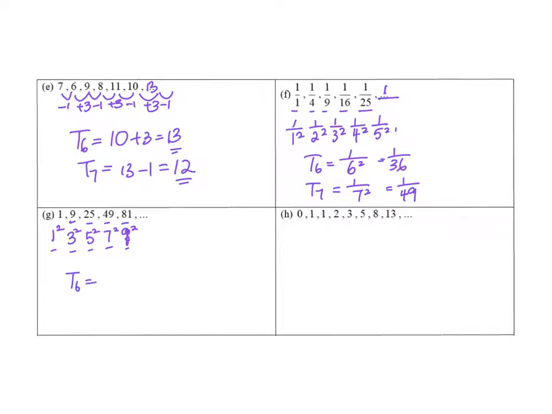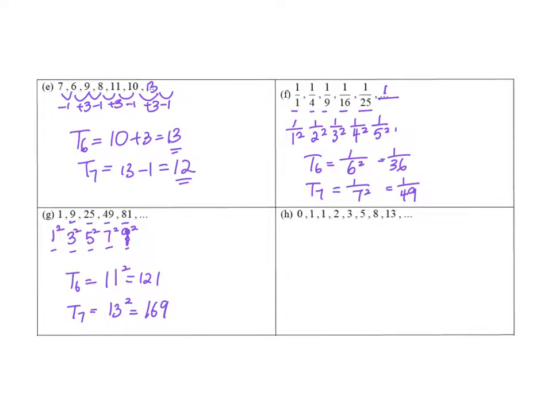They're all odd numbers. So what will be the next odd number? Term 6 will be, the next odd number is 11. So we have 11 square, to be 121. And term 7 will now be the next odd number, 11 plus another 2 to give me 13 square. So 169.